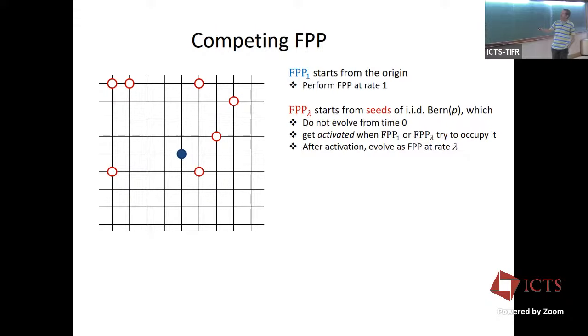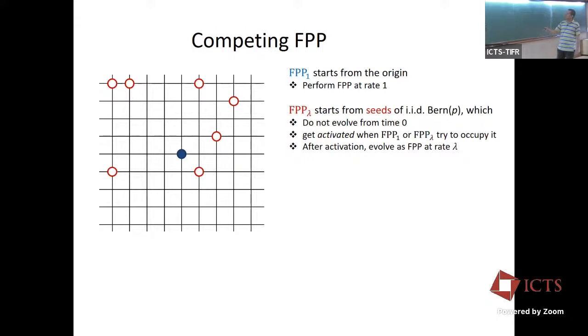The starting configuration is that FPP1 starts from the origin. It occupies the origin, while FPP lambda starts from a collection of what I call seeds. This is just IID with probability p on Z^d minus the origin. Now the parameter is p, just not to be confused with the mu. The process starts at time 0 as follows. The seeds do not do anything. They just wait patiently for their time to act.